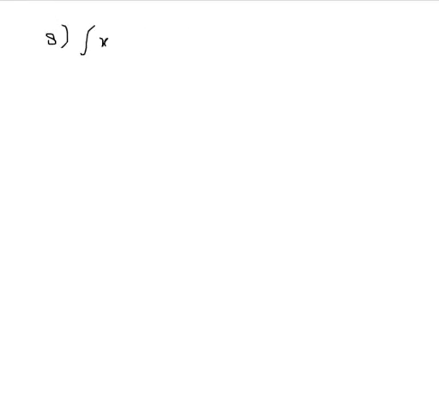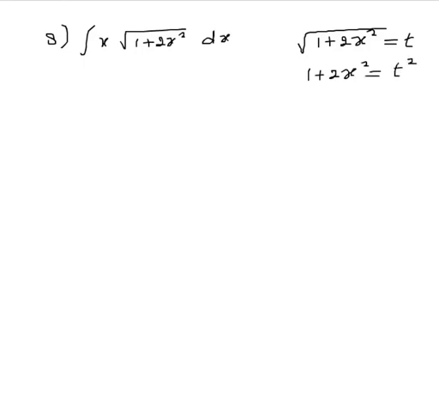Question 8. We know the differential of x square gives us x term. So we will take 1 plus 2 x square as t, or we may take root of 1 plus 2 x square as t. So let us square both sides to remove the root sign. Differentiate both sides. Differential of 1 is 0 and this is 4x dx is equal to 2t dt. Therefore, x dx becomes half t dt.